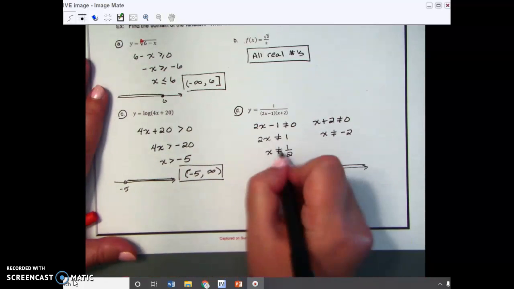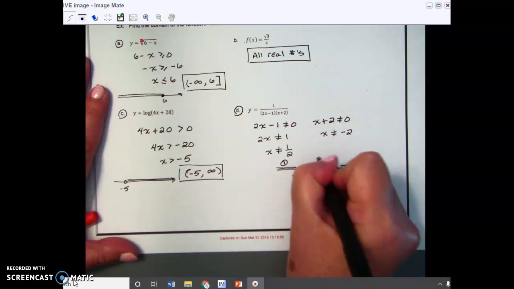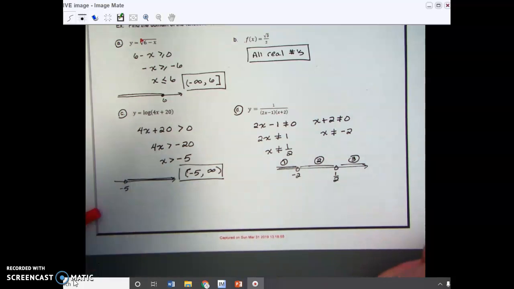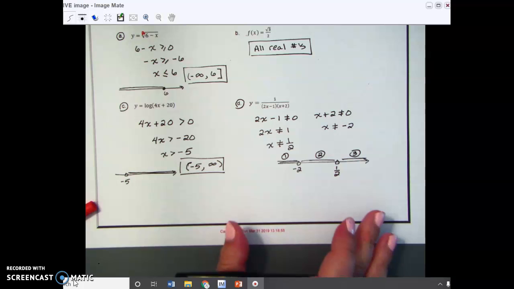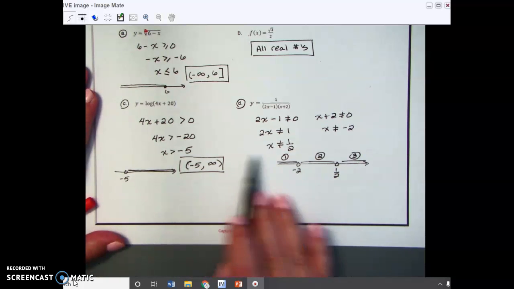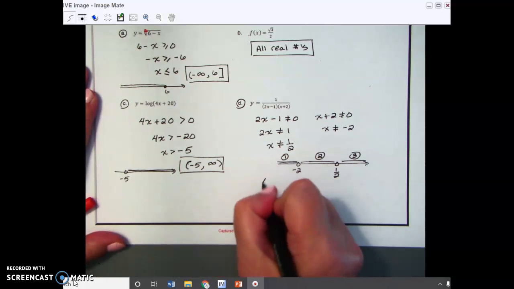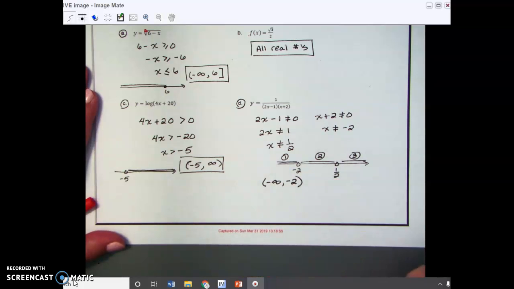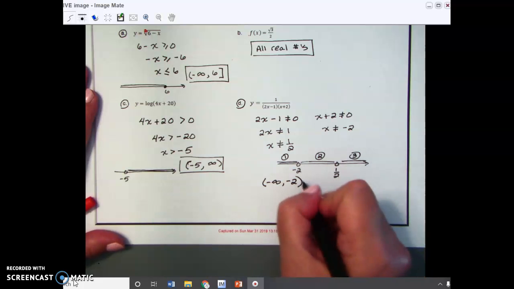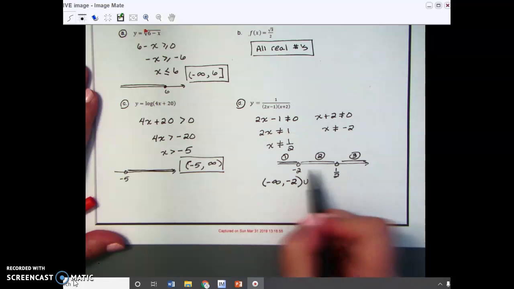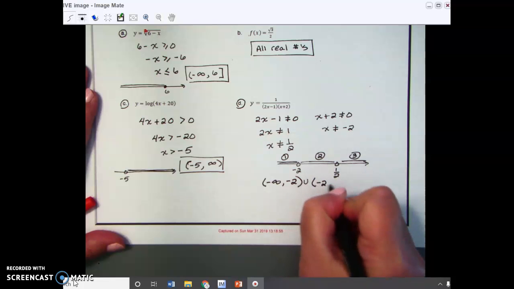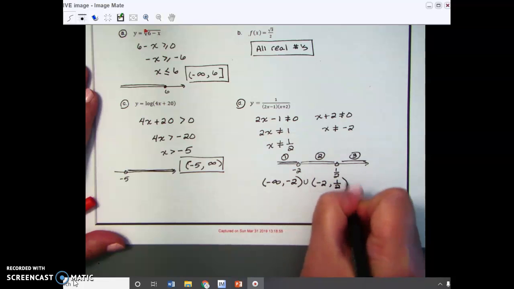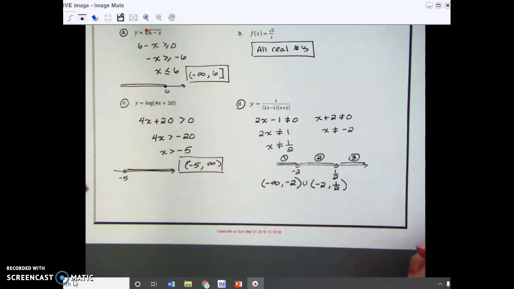Do you see that we just split this into 3 parts? And so I'm going to have 3 parts to my interval notation. From left to right, I'm starting from negative infinity. And then at negative 2, I have an open circle. That separates that interval from the rest of the domain. Then I'm going to include from negative 2 to positive 1/2. And notice that I have parentheses because negative 2 and positive 1/2 are not part of the domain.